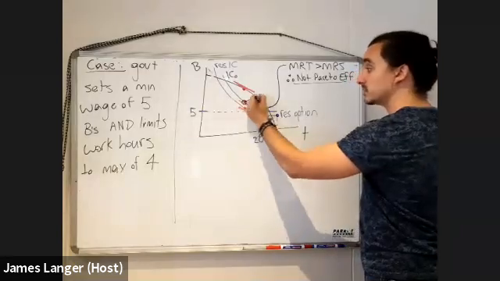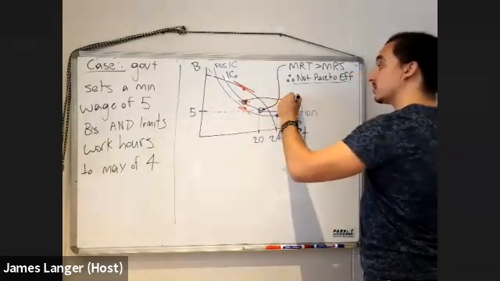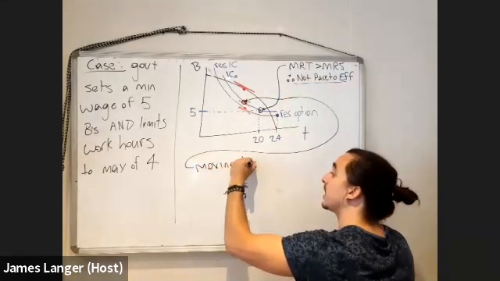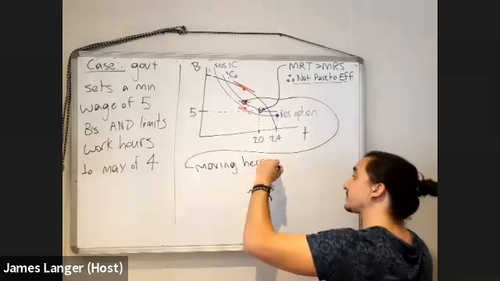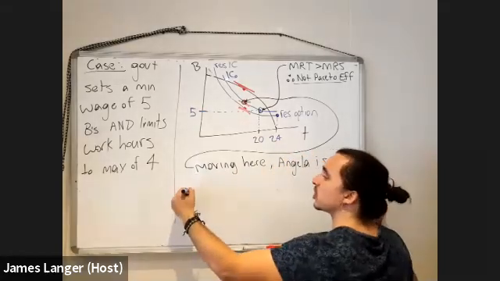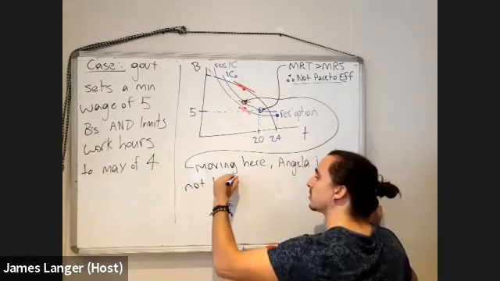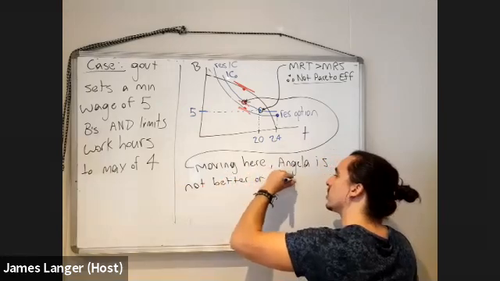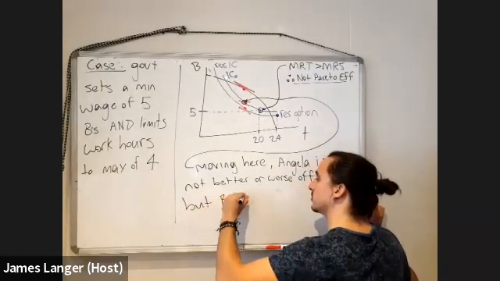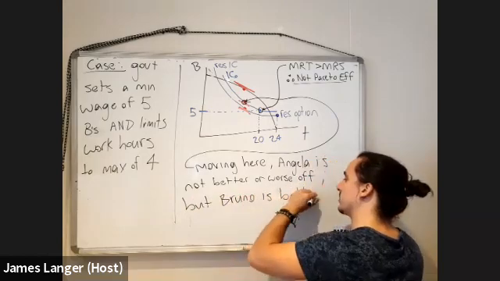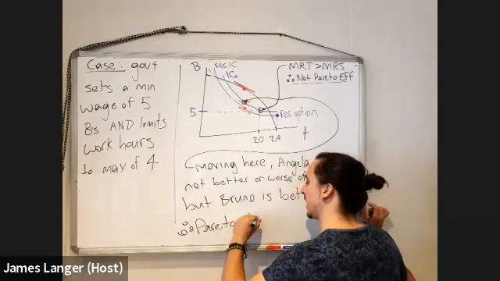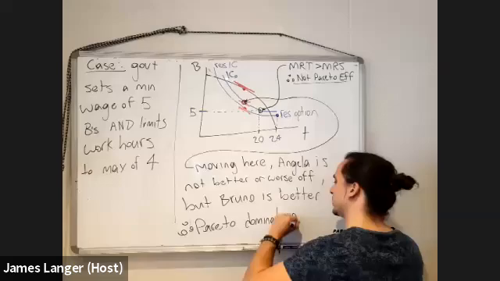At this new point, I'm actually going to just write it here. So moving here, Angela is not better or worse off, but Bruno is better off. Therefore, it Pareto dominates the previous point.